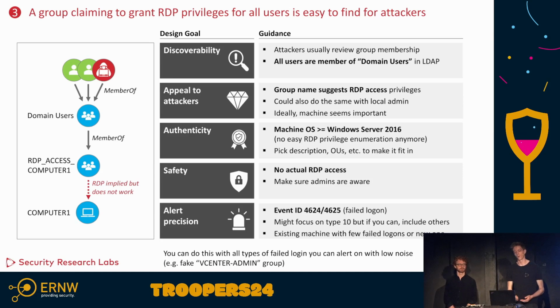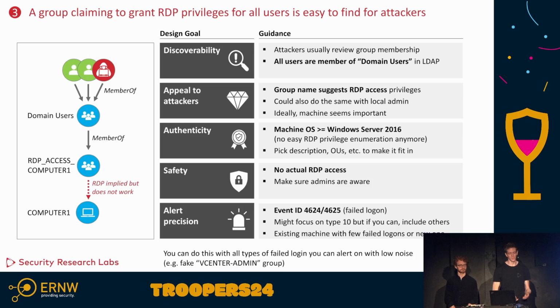And it's also quite important to make sure that the admins in your organization are aware of this, so no one will actually add real RDP privileges in the future thinking a mistake has been made. And for alerting, there are some event IDs here you can use again. They even have a logon type specifically for RDP, but you might also include some others because there are some options which would probably result in a different logon type as well.